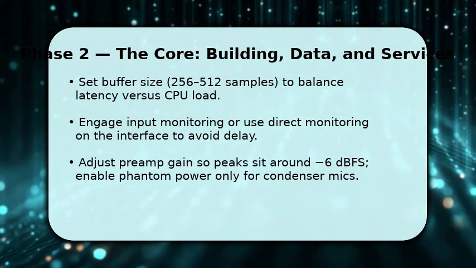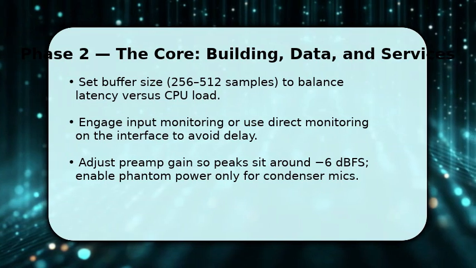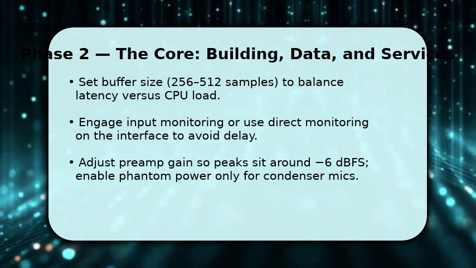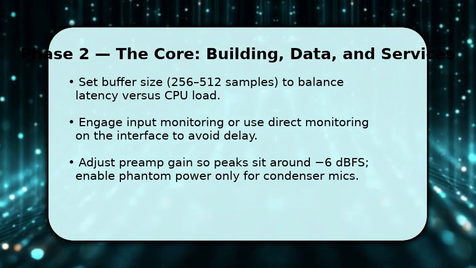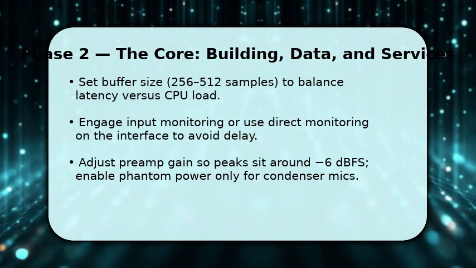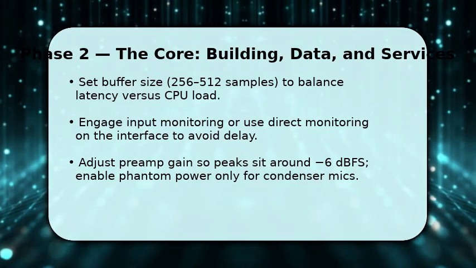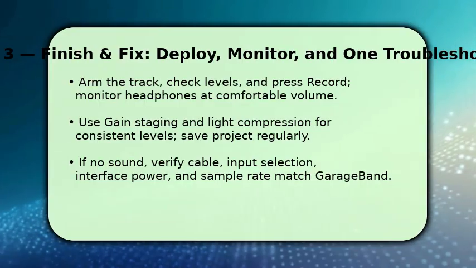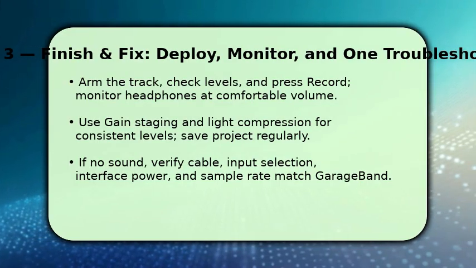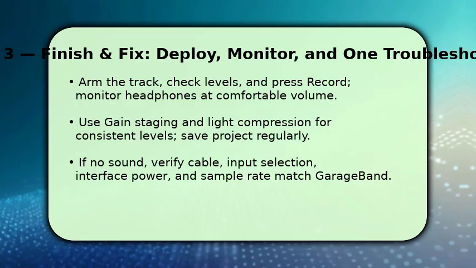Next, adjust the preamp gain on the interface so your input peaks near -6 dBFS. This preserves headroom. If you use a condenser mic, switch on 48V phantom power only when the mic is connected. You're ready to record. Arm the audio track, do a quick level check while speaking or playing, and press record. Monitor through headphones at a safe level.